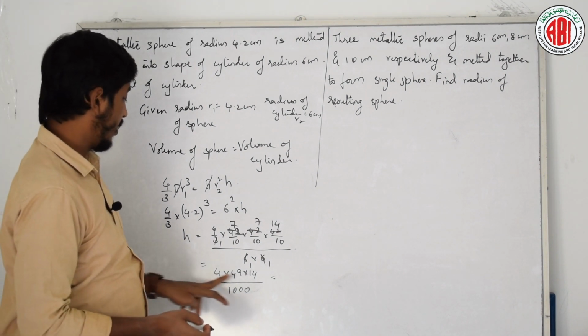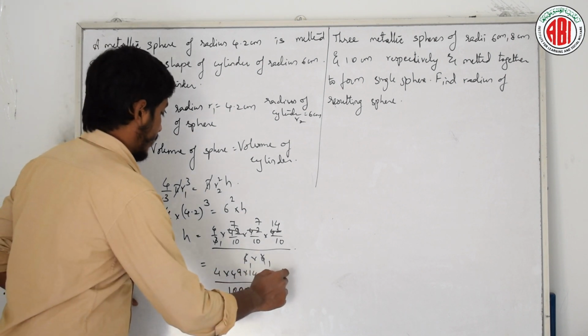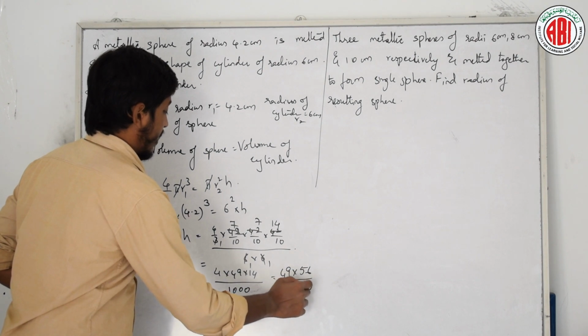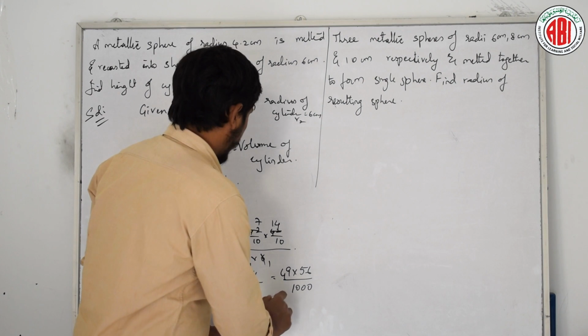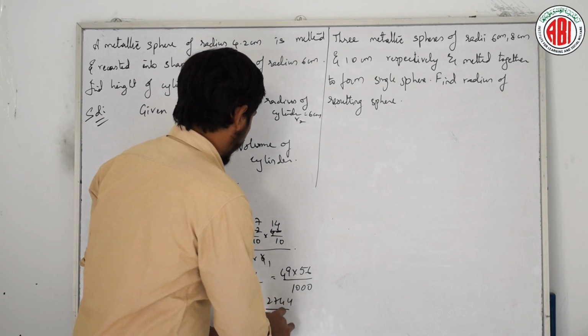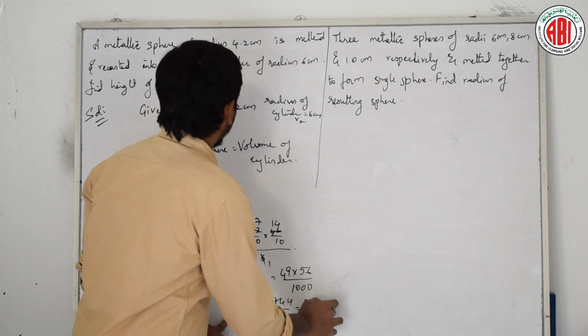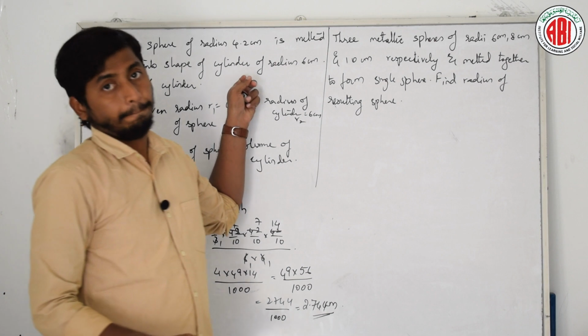How do we do, tell me? Just multiply. 14 4s is 56. Just multiply and tell me the answer. 49 into 56, that is 2744 divided by 1000, that is nothing but 2.744 centimeter. Is it fine?